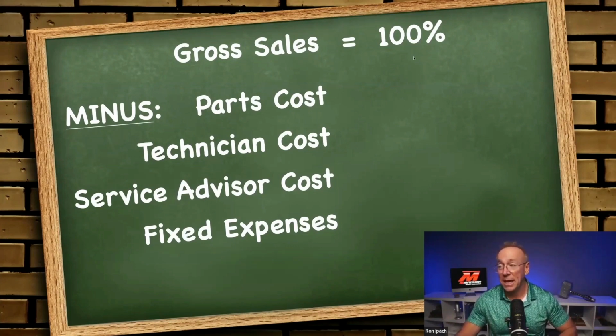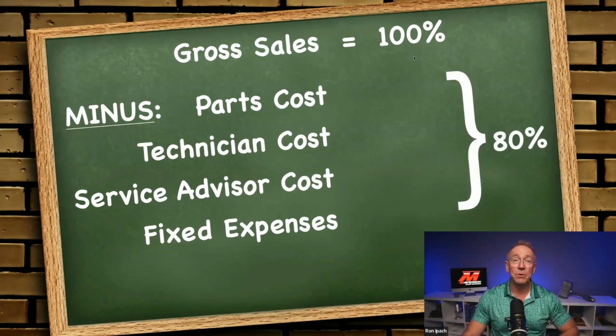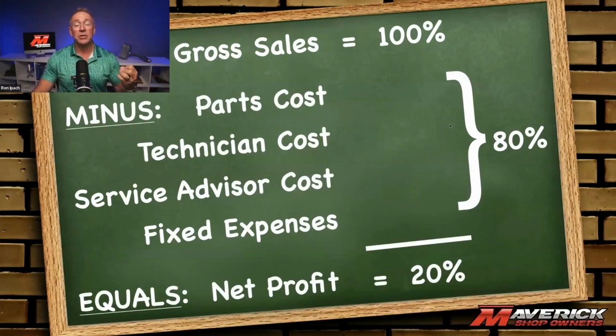Out of that 100%, no more than 80% of it should be going out as expenses. Okay, this is very important. You have to understand this because this is key to making money with your business. Of the 100% of the money that comes in the door, no more than 80% of it should be going out as expenses. And if everything works out the way it should, what's left over is your net profit of 20%. That's the goal we want to get everybody to.